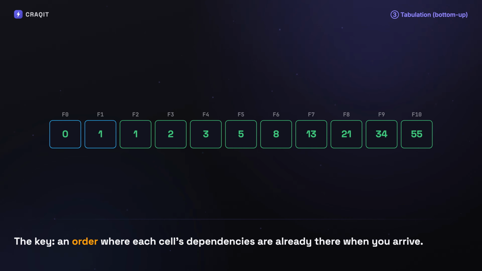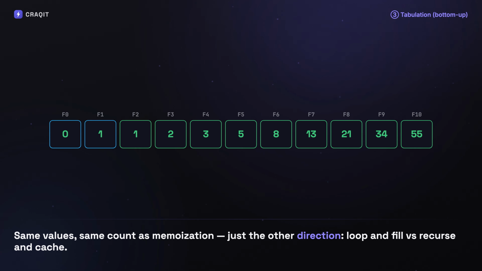Memoization and tabulation compute the exact same values the same number of times. They just differ in direction. Top-down recurses and caches, bottom-up loops and fills. Top-down is easier to write. Bottom-up avoids recursion overhead and makes the next trick, saving memory, obvious.